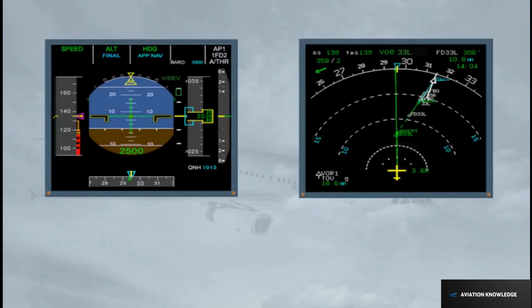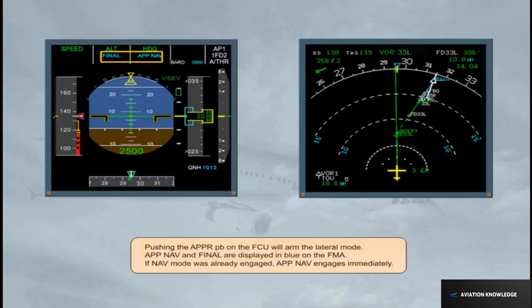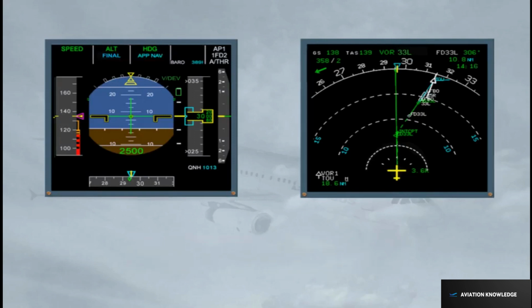Pushing the approach push button on the FCU will arm the lateral mode. Approach navigation and final are displayed in blue on the FMA. If navigation mode was already engaged, approach navigation engages immediately. If the interception is completed using heading or track modes, the track line must intercept the active leg. Approach navigation will engage when the intercept conditions are met. Note: do not forget to clear all remaining waypoints which do not belong to the approach.